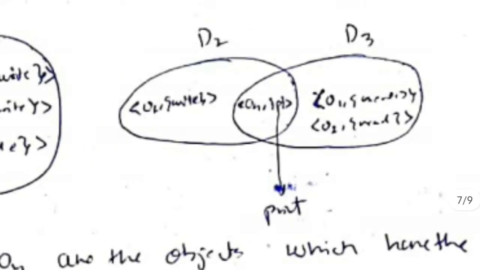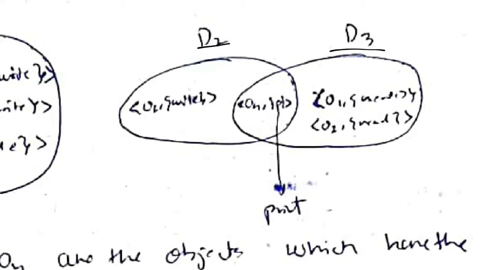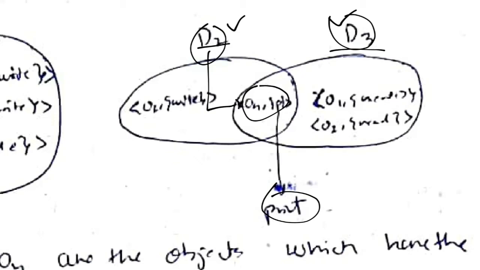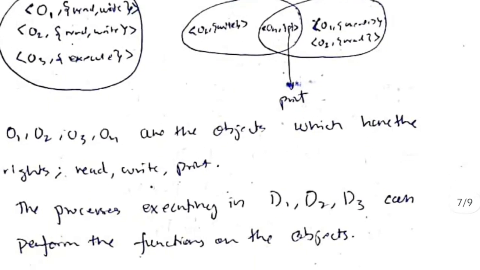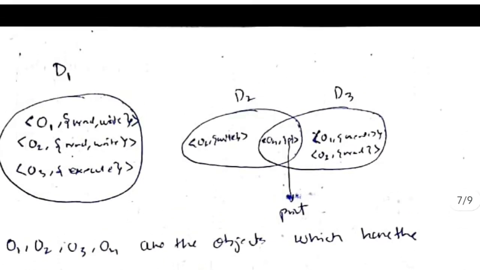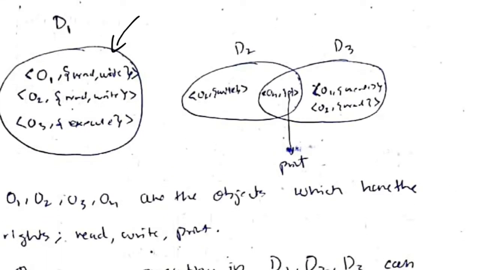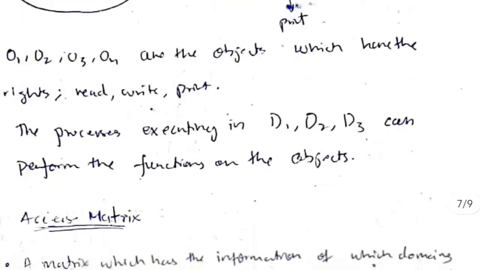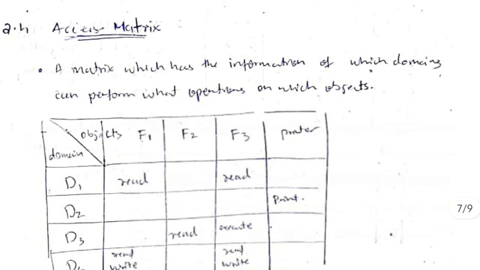If it's under the domain D1, it can perform these operations. Whereas in the other domains like D2 and D3, they can share the objects also. So O4 is accessed by the domain D2 as well as D3, and it has the operation print. Both of these domains can use the object O4. The processes executing in D1, D2 and D3 can perform the functions on the objects. Actually the domain will not access, but the processes which are in the domain will access the objects to perform the operations.